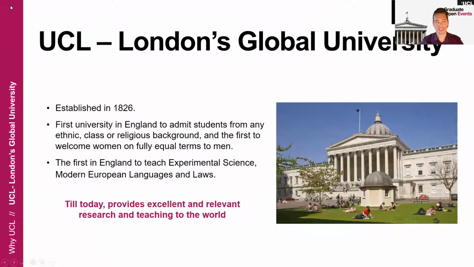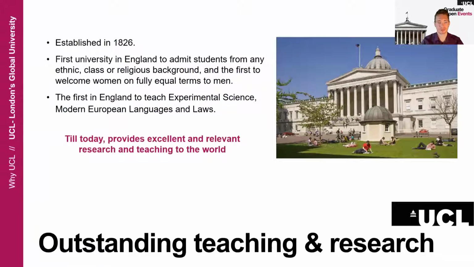So as Vivek already said, I guess it's clear from the name as well, we are University College London. We were established in 1826, so quite a long time ago. It was the first university in England to admit students from any ethnic, class, or religious background, and the first to also welcome women on fully equal terms to men. And I guess that's also why we call ourselves London's Global University. We're the first in England to teach experimental science, modern European language and law, and till today, of course, we provide excellent and relevant research and teaching to the world.